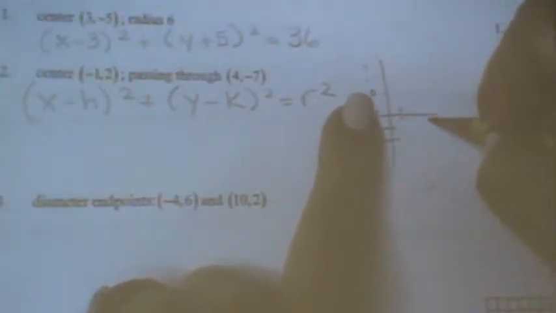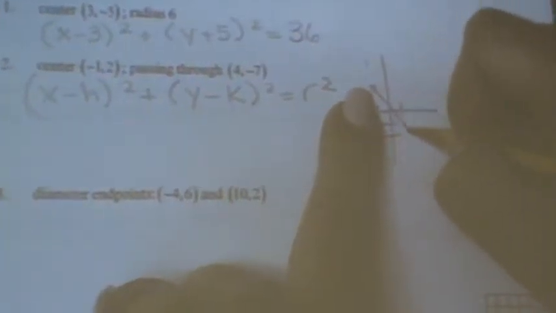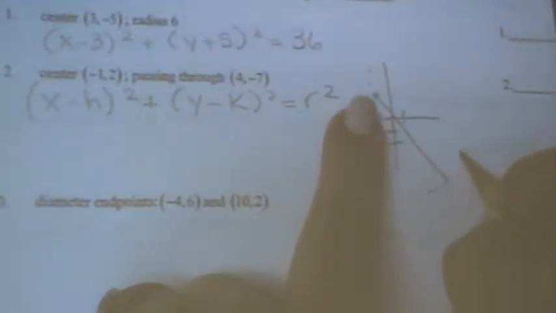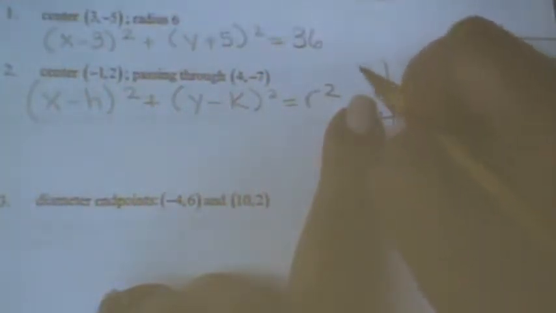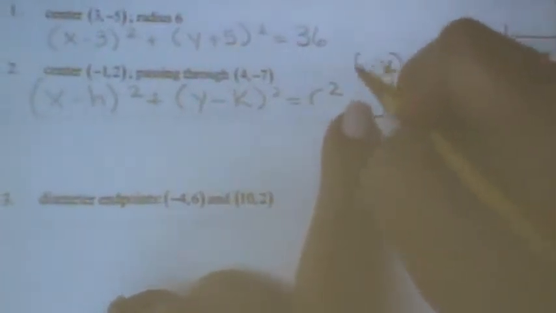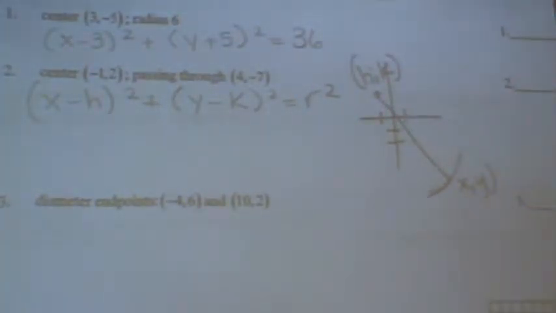-1, 2 is right up here. So 1 and then 4, we're going to say 4, -7 is over here somewhere. So from here to here is your radius. So this is your h, k, and this is your x, y. Now you could use the distance formula, but we don't have to. We can just take this formula and do what with it? If this is h, k and this is x, y, just plug it in.